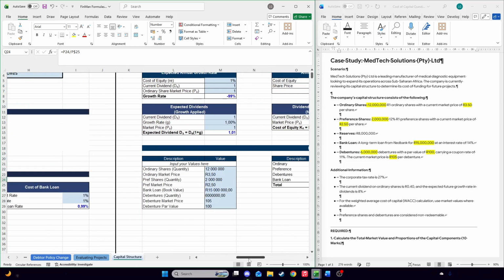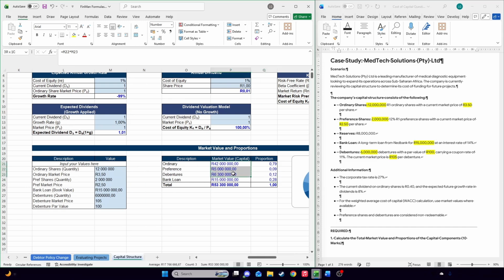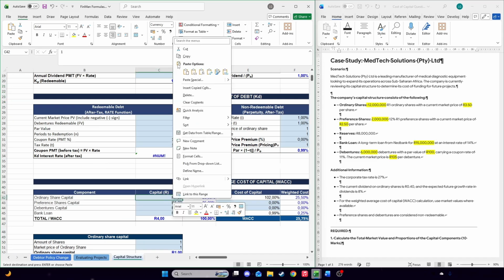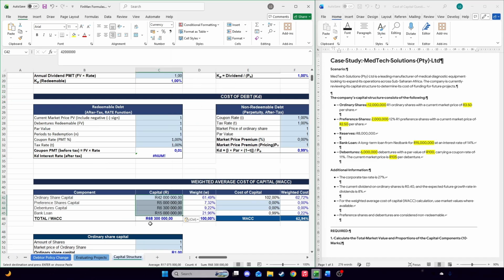So you can then copy these answers you got over here and place them in the WACC table down over here. That should give you a total of 68,300,000 and then the weight of each one, and it should equal out to 100%.